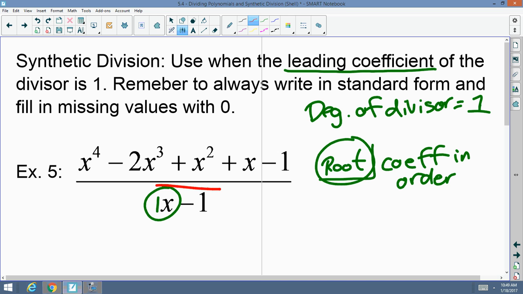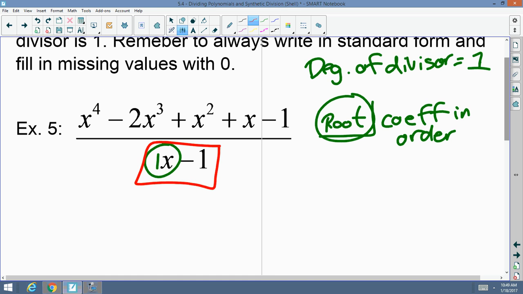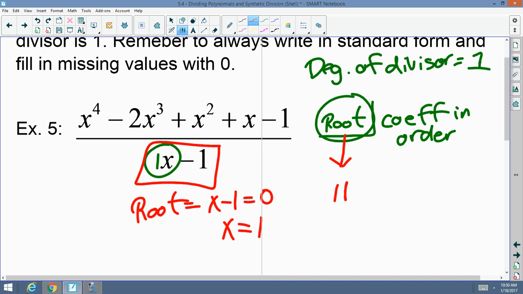Now, how the heck do you get this root? You see this denominator here, guys? Set that equal to 0. So if I set x minus 1 equal to 0, what does x equal? Right. So x equals 1 is my root. So for my root, I put a 1 here.